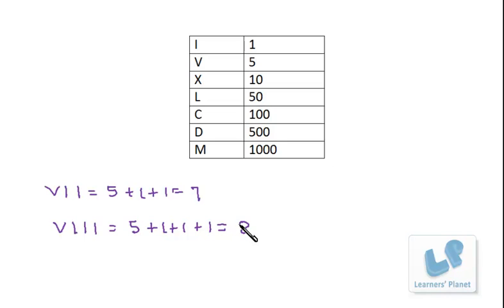Now suppose we write 9. Further, we cannot write I four times. So what we have to do is deduct 1 from 10, that is 10 minus 1. How would it happen? If we write I before X, or we can say I on the left side of X, it's 10 minus 1, that is 9. Now how do we write 10? That is X only.